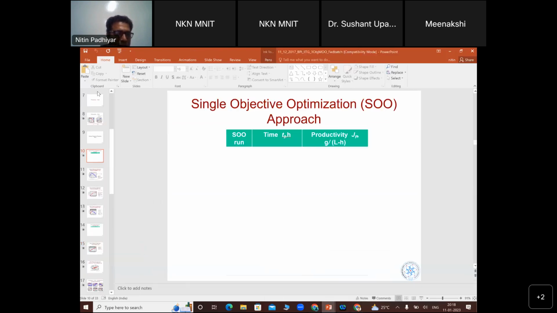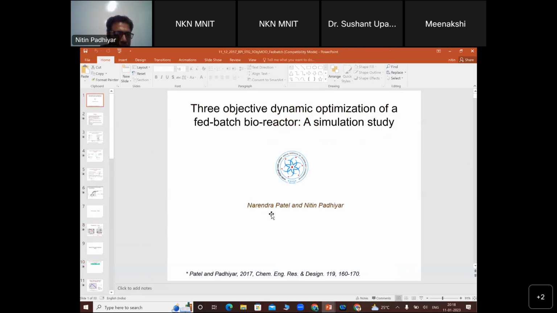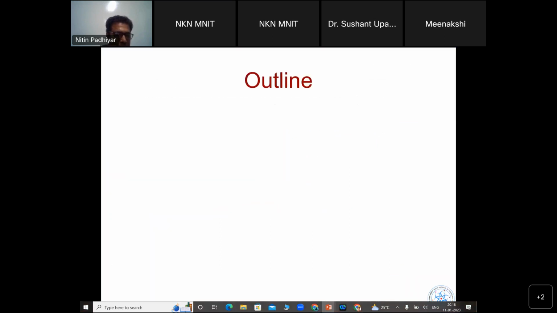So this is a dynamic optimization problem. This work was done by my PhD student Narendra, and it was published in 2017 in Chemical Engineering Research and Design. So let me just give an overview of this problem. If you go back and look at the previous problem, there it was a steady state problem.